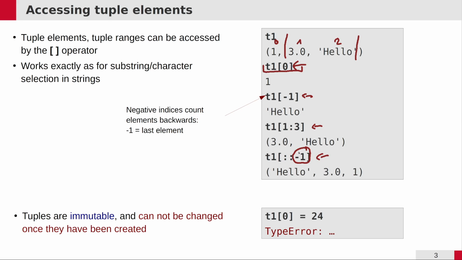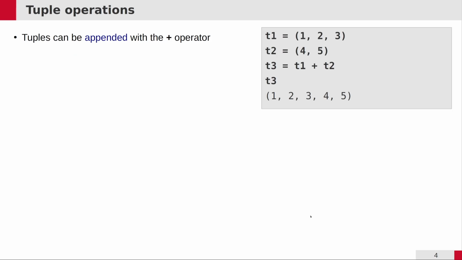It's very important that tuples are immutable data. So once a tuple is created, you cannot change it. It's not possible to say, take the 0th element of the tuple and replace it with something else. If you try to do that, you will get a type error. Tuples are immutable, so they cannot be changed.